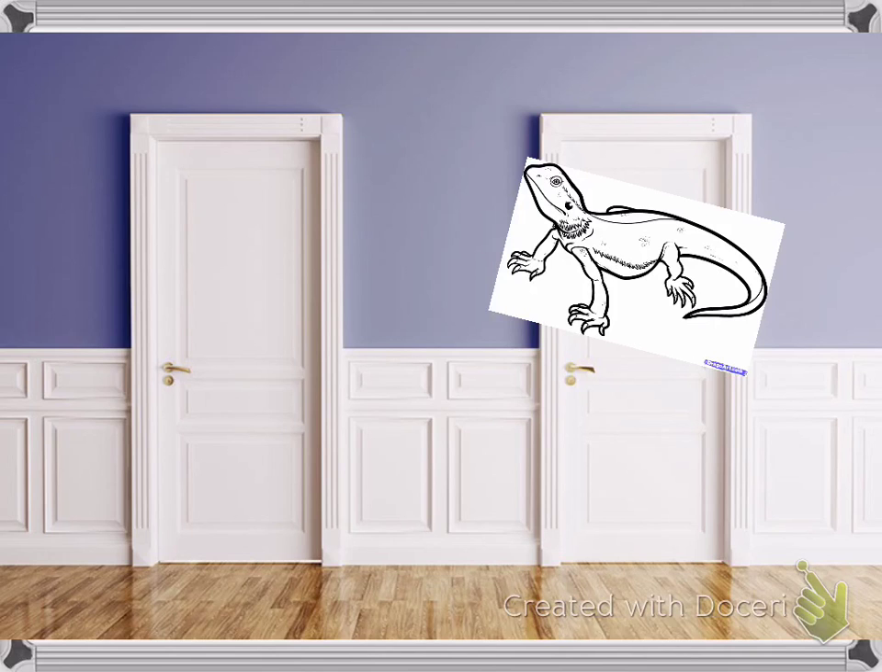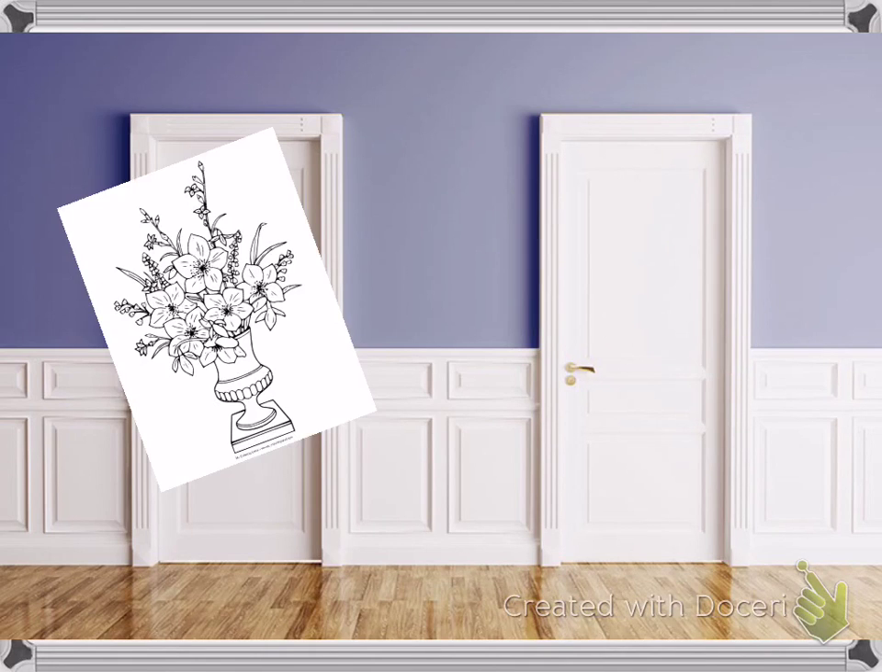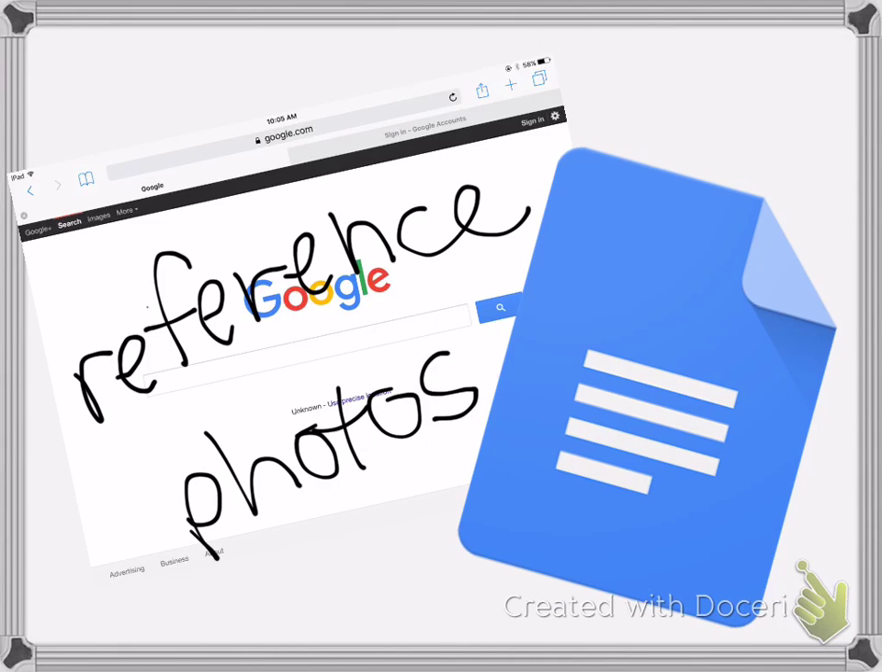So now I'd like you to choose whether you'd like to do a reptile or a floral still life. Then I'd like you to go on your Chromebook and in Google Images search some reference photos based on your choice and insert them into a Google Doc. Good luck!